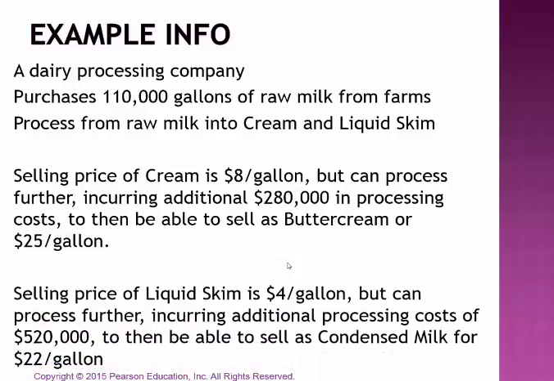And then the liquid skim, which typically sells for $4 a gallon, is going to get processed further, incurring an additional processing cost of $520,000, and then they will be able to sell it as condensed milk for $22 a gallon instead of that $4 a gallon for liquid skim.